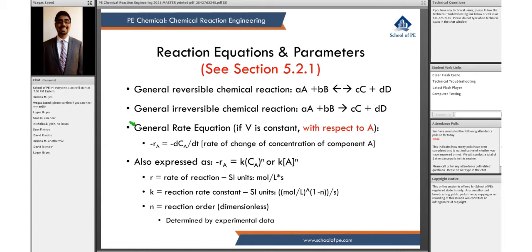Now, how do you determine the actual rate equation? For the purposes of your exam, V is constant for all situations where you're looking at this general rate equation. And the rate equation with respect to component A is minus r sub A. r represents the rate of... Can anyone tell me why there's a negative sign here? Just curious, who knows why?